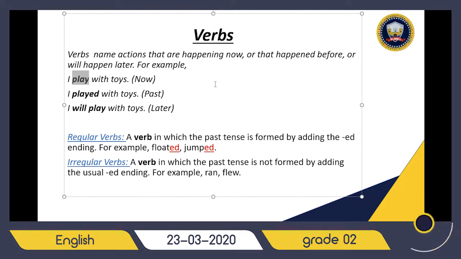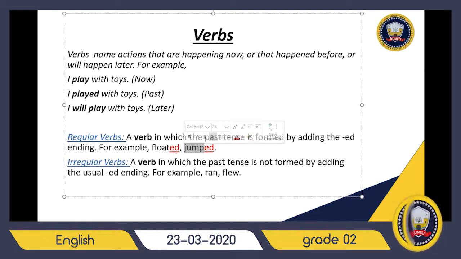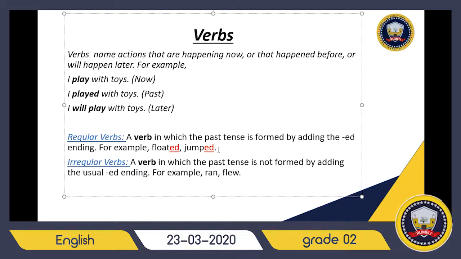Now there are two types of verbs. We have regular verbs and irregular verbs. What are regular verbs? A verb in which the past tense is formed by adding the ed ending. For example, floated, jumped. You have simply added ed to the main verb. So the main verb here is float and here it is jump. But you have added ed in the end to make a past tense.